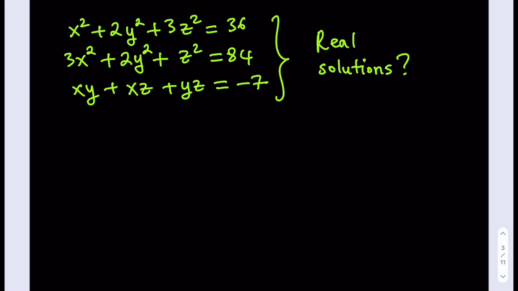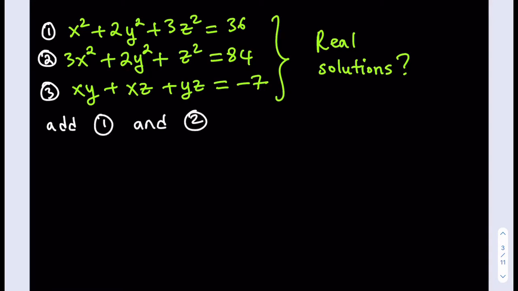First of all, I'm just going to go ahead and number the equations to make it easier to refer to them. So I'm going to call this one number 1, call this one number 2, and call this one number 3. Okay, so I'm going to go ahead and add 1 and 2 first.